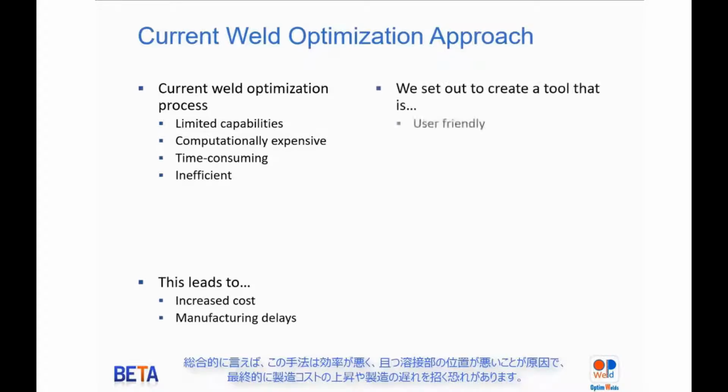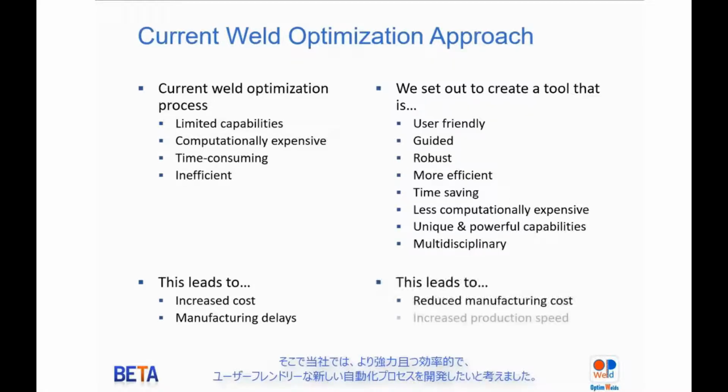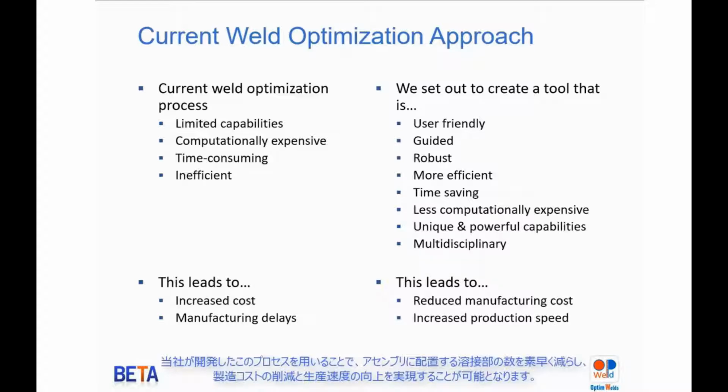of welds. So we wanted to create a new automated process that's more powerful and efficient than what's currently available, as well as user-friendly. By using the process we've developed, the number of welds placed on an assembly can be quickly reduced, subsequently lowering manufacturing costs and increasing production speed.